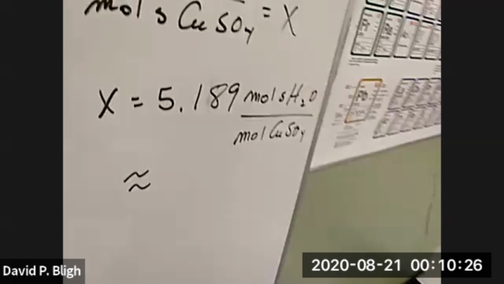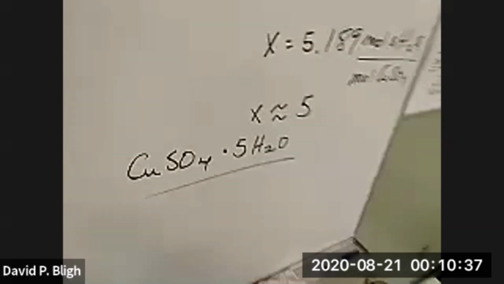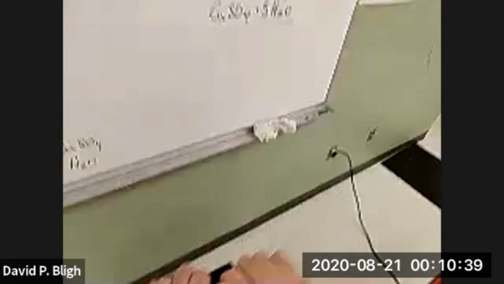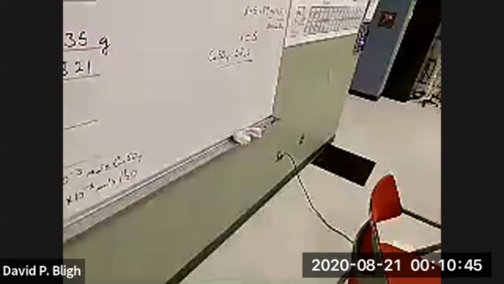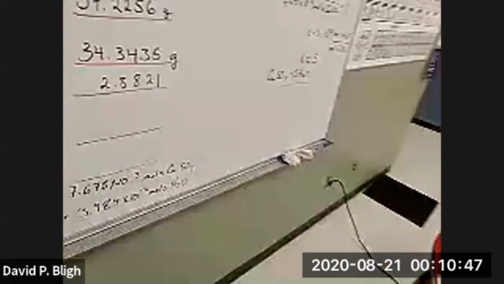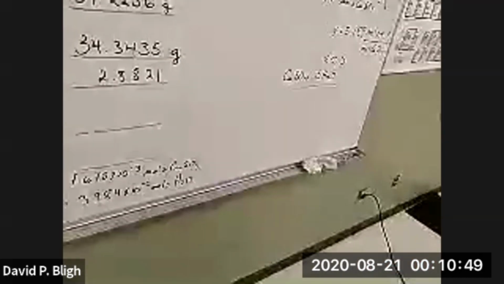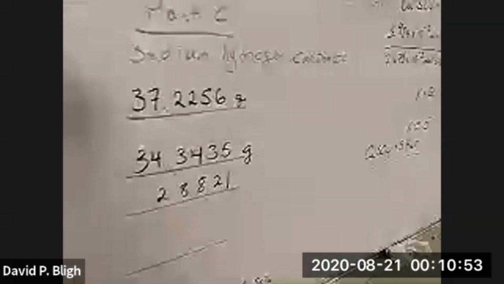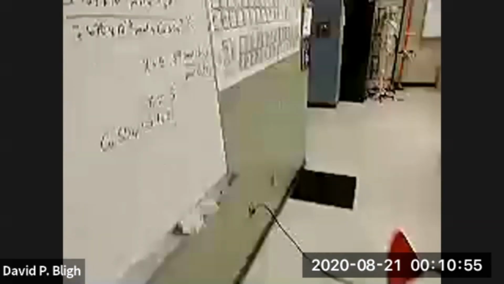So what's the formula? We have copper sulfate dot 5 waters. There you go. All right, so I just did that one for you. Your grade will depend on whether you take this information and put it in a valid report, because this one requires a formal report.